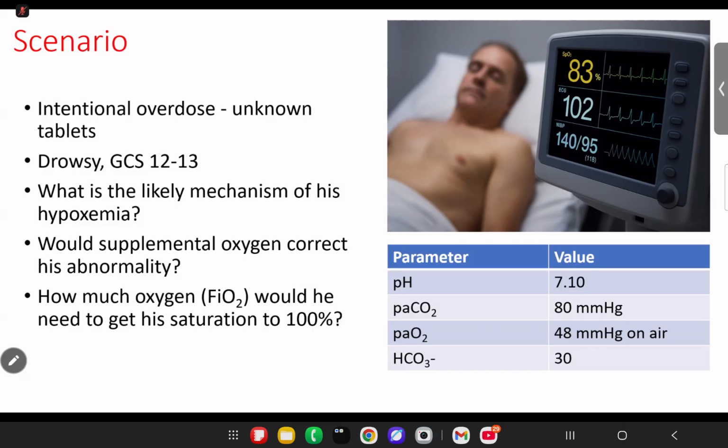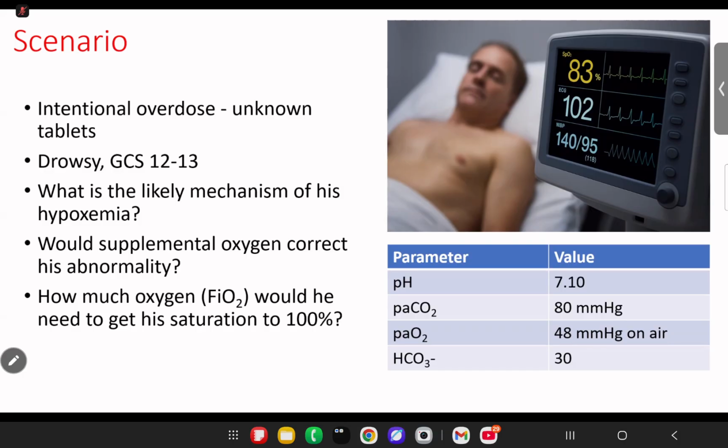So how do you get a PaO2 of 100 in the alveoli? You can give oxygen. And what percentage? How do you calculate? The alveolar equation. Okay. So in the alveolar equation, you have PAO2, capital A, that is the 100 that we want.